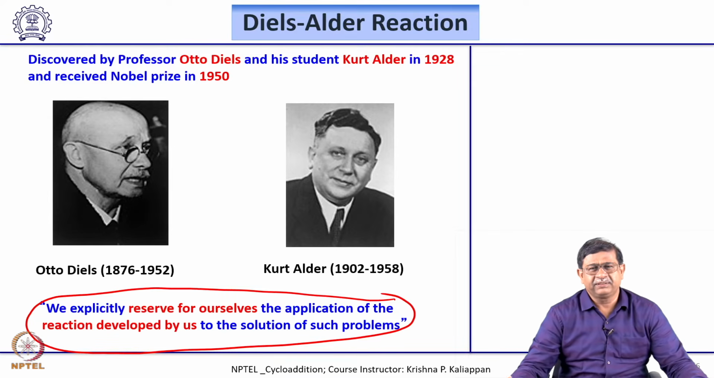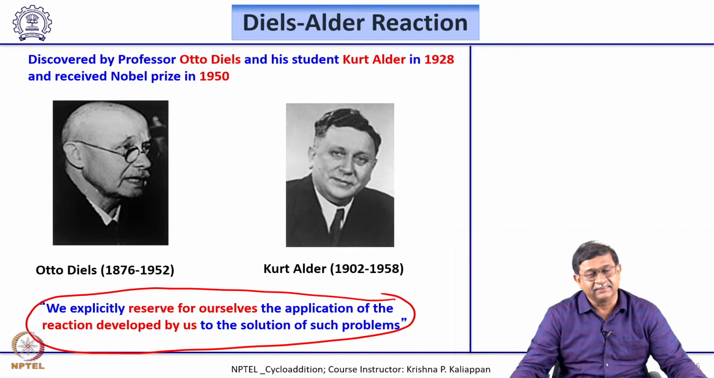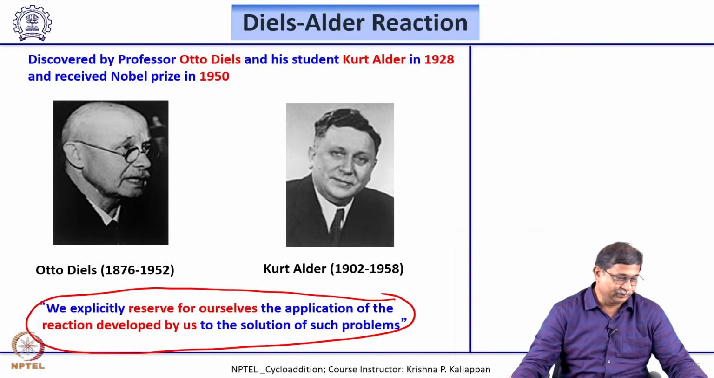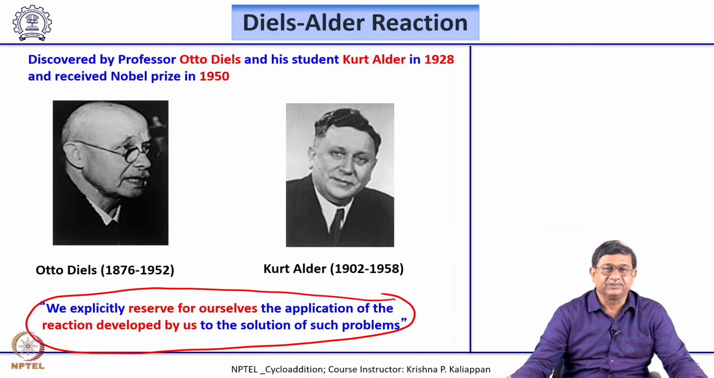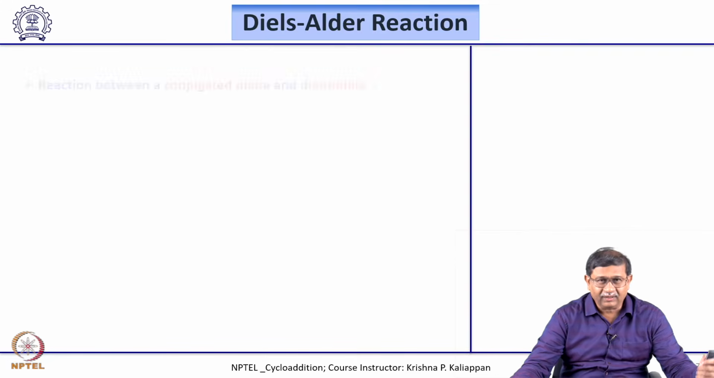But what happened? People just ignored this last line and started using the reaction left and right in the synthesis of several natural products. In fact, that was the reason why they got the Nobel Prize, because whenever a new reaction is developed and it finds wide application, the chances of getting recognition are very high. That's how they got the Nobel Prize.